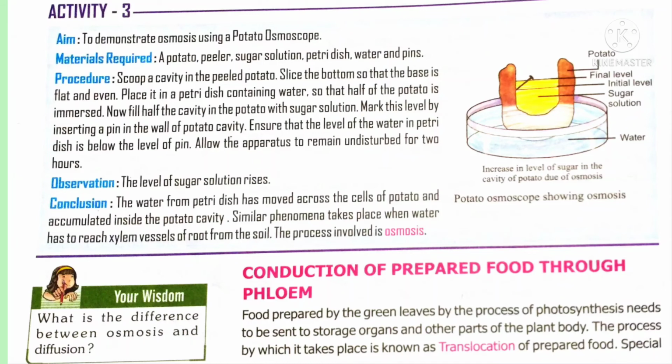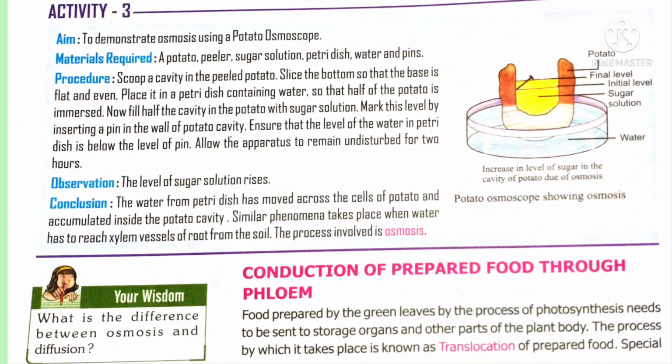The level of the sugar solution we have put inside the cavity of the potato will be increased. How does it happen? We know that inside, sugar solution is there and outside, water is there in the petri dish. So what happened? Where are water particles more? Outside, water particles are more. Inside, in the sugar solution, there is a lesser amount of water particles. So water flows from the petri dish to inside the potato through the process of osmosis.